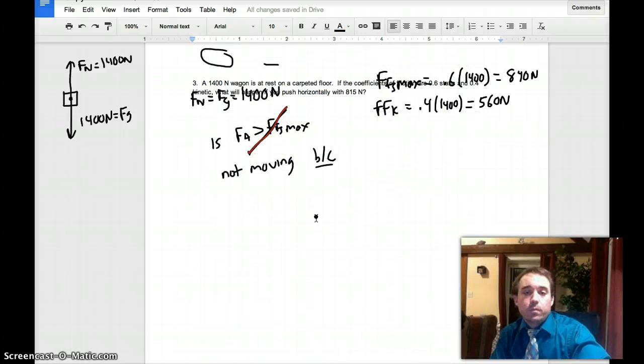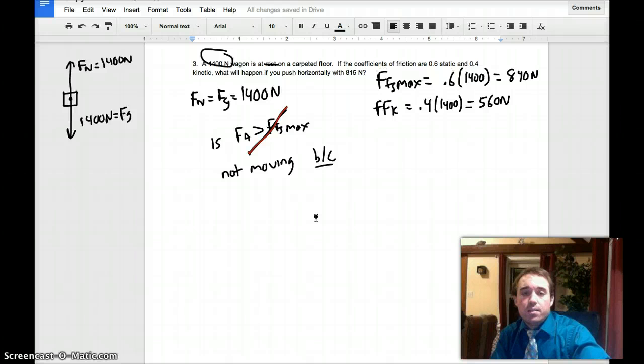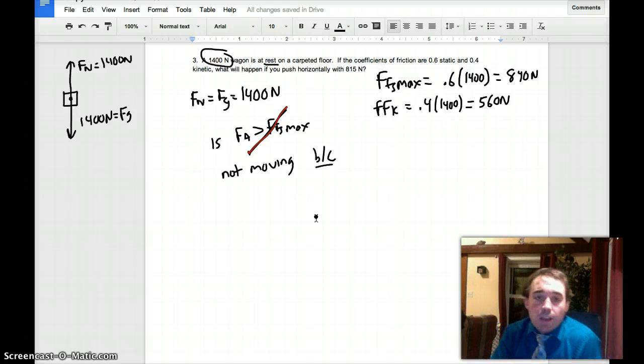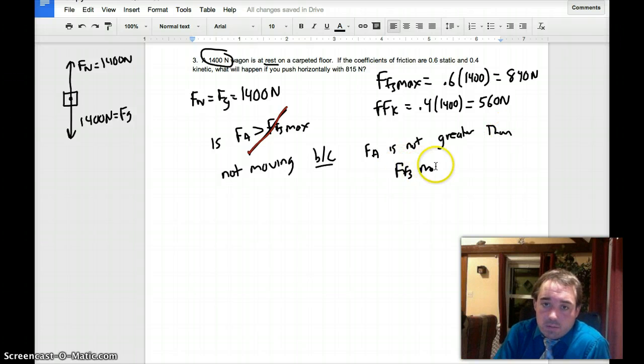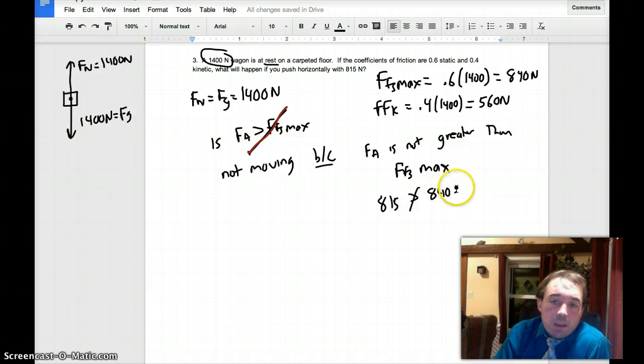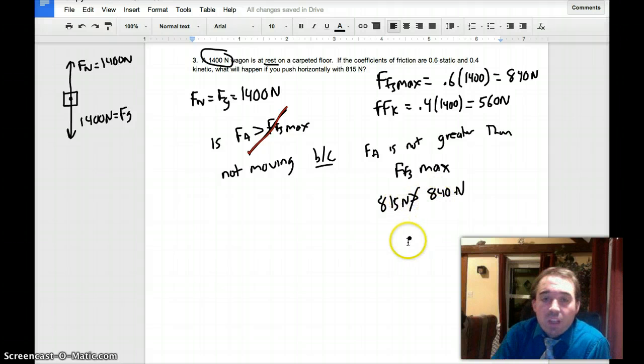So it is not going to slide. It is not going to slide because the applied force is not greater than FFS max. Or you could write it out as because 815 is not greater than 840. Either way would work. So I want to do one other sample problem real quick.